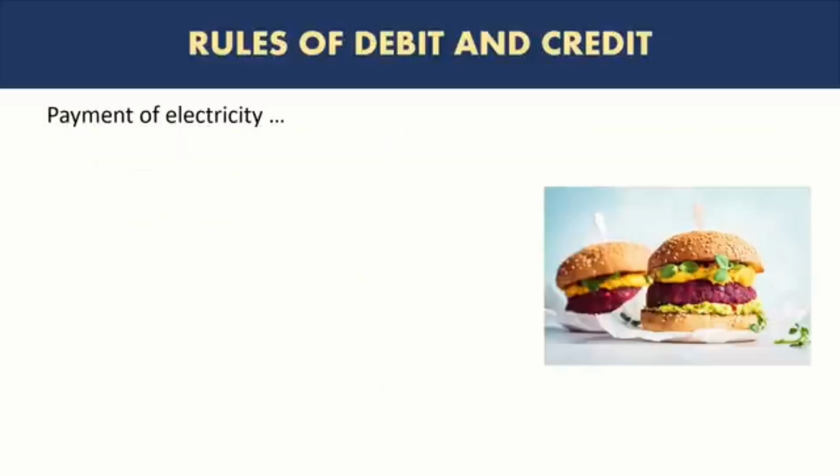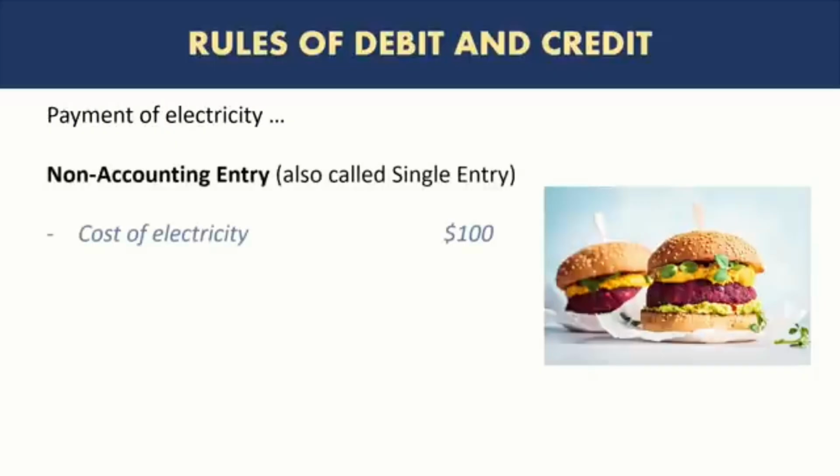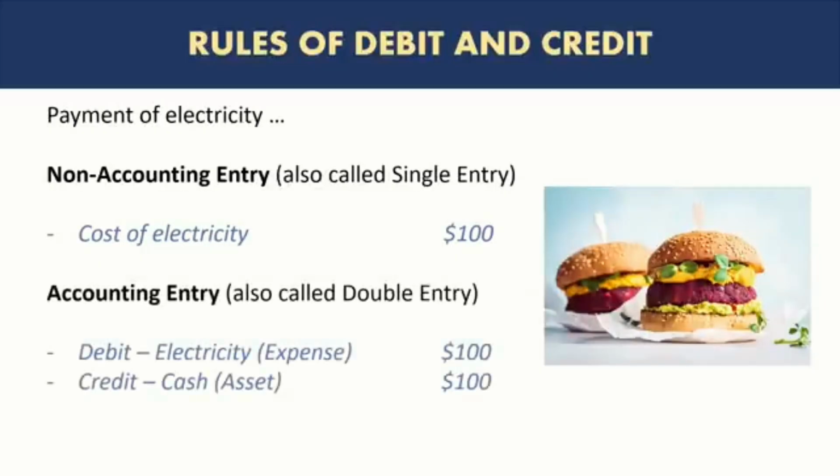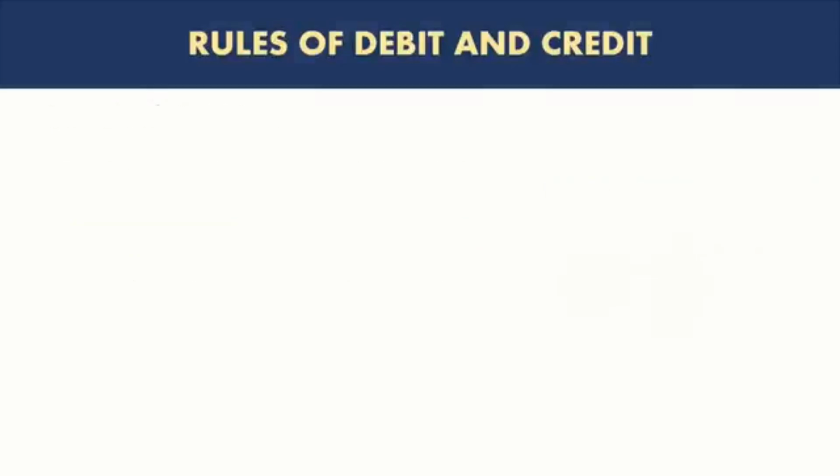Now let's look at the second example, which was payment of the electricity bill. Again, a non-accountant will record a single line showing cost of electricity, $100. But an accountant will record it as debit electricity, which is an expense, $100, and credit cash, because cash is paid out, so there is a decrease in cash. So credit $100 as well.